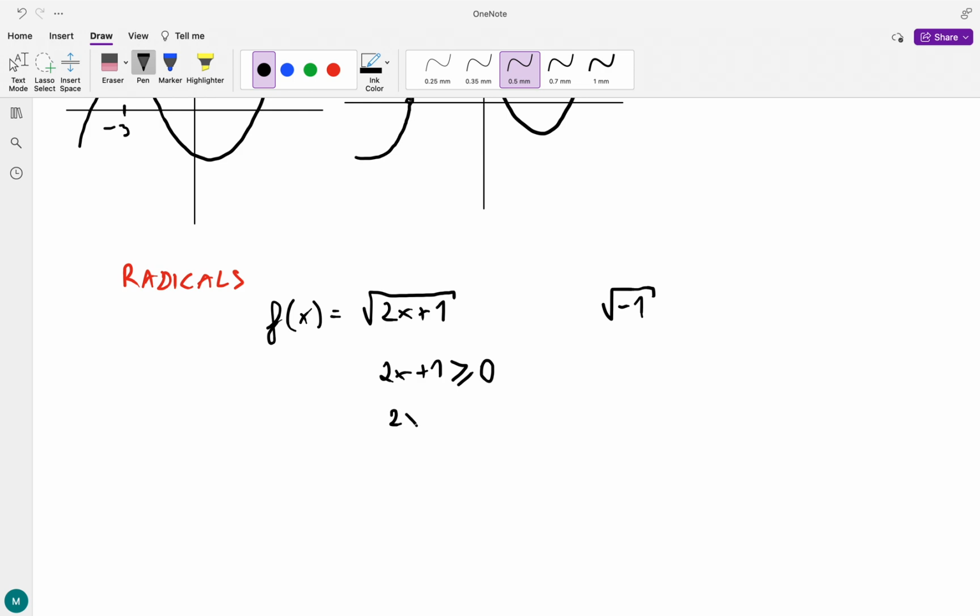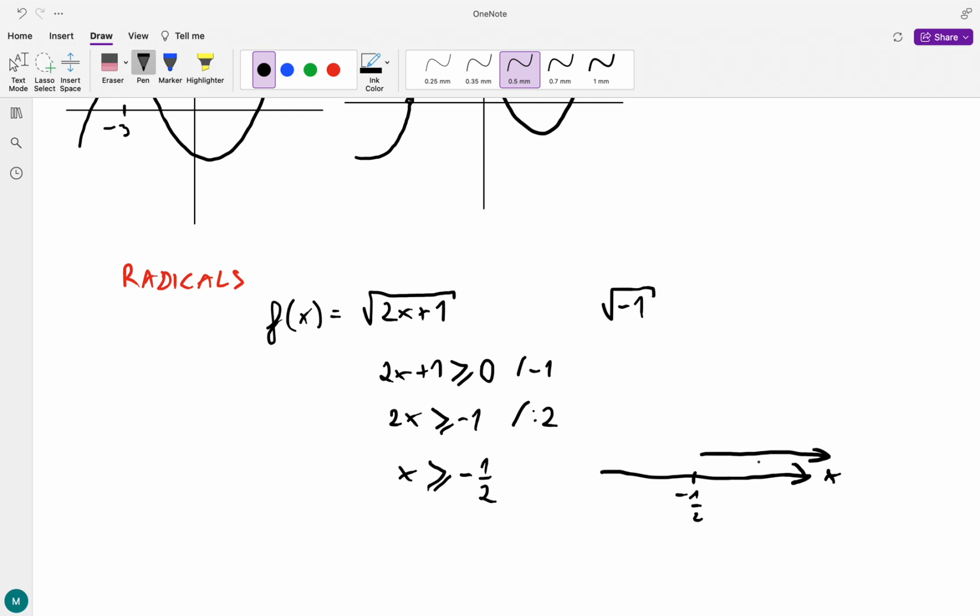Okay, so let's solve this inequality. So we're going to say, well, first, let me not skip a step of subtracting 1. And now let's divide it by 2, so we can have x on its own. And now x has to be greater or equal to -1/2. Okay, let's draw a number line and label -1/2. Okay, so x has to be greater, so we're definitely going to move into that direction, right? All of the numbers that are greater.